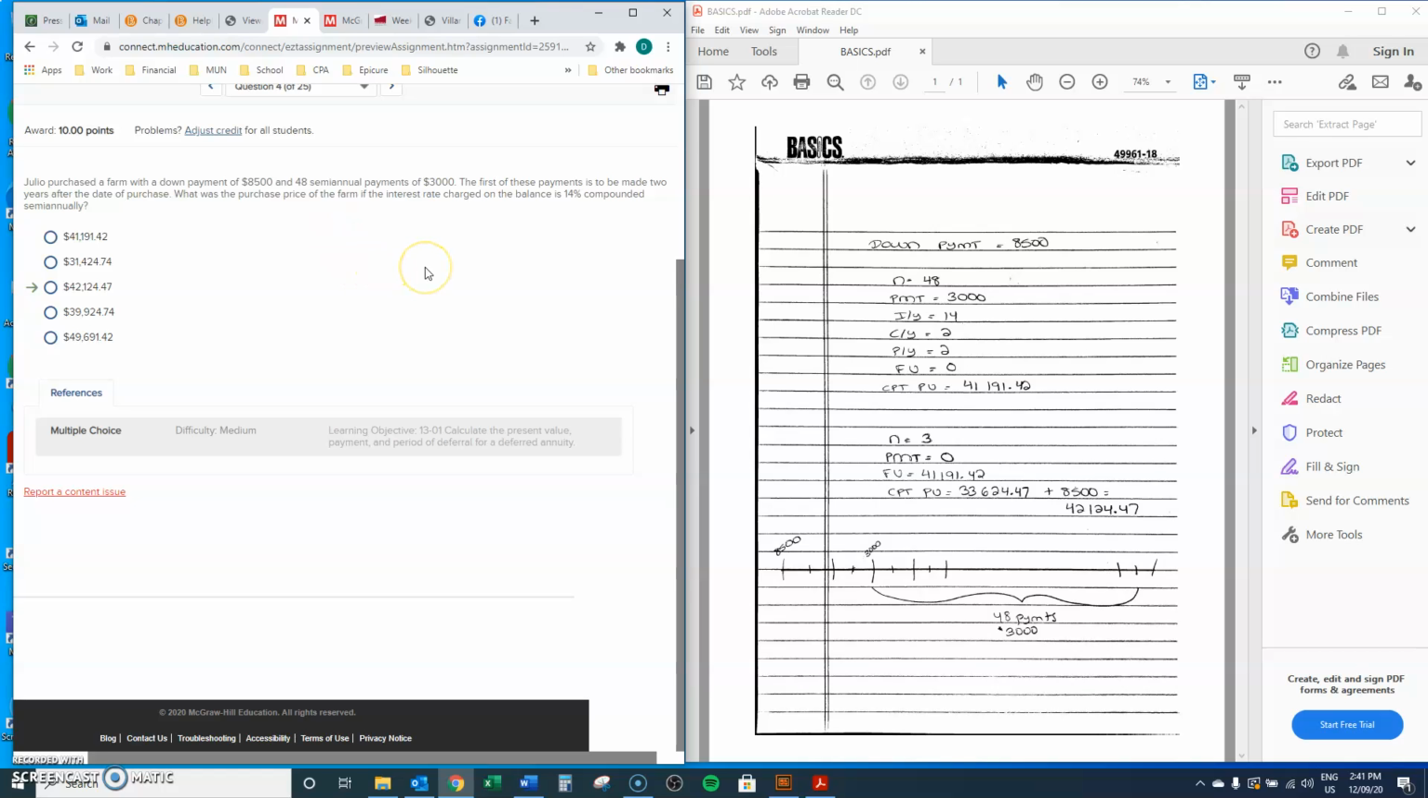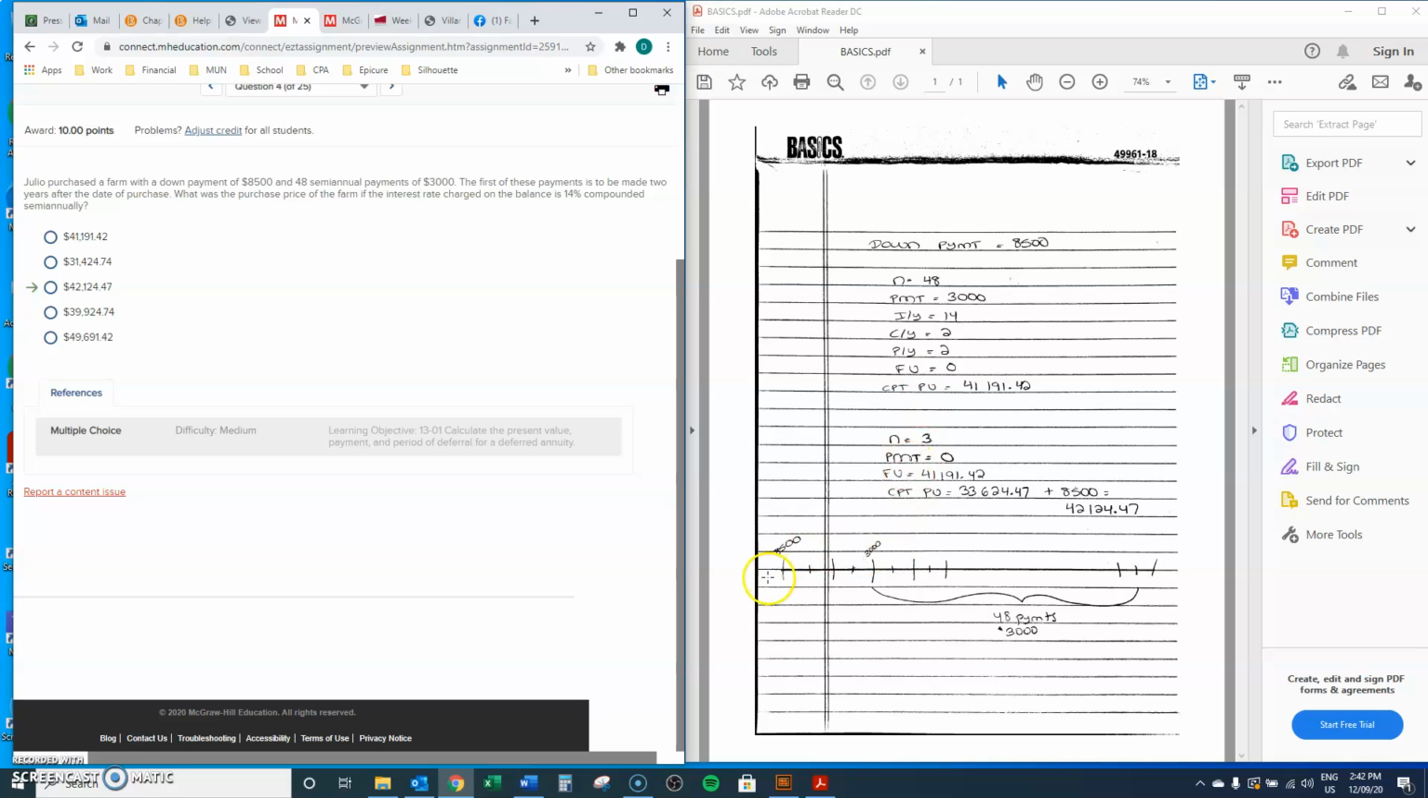Okay, so now we just go back and read through it again and jot down the information. Down payment, I just wrote down up here to remind myself, $8,500. 48 semi-annual payments, so N is equal to 48. They're semi-annual payments, so payments per year is 2. The payments are $3,000. The first of these payments is to be made 2 years after the date of purchase. We'll take a look at that in a second. What was the purchase price if the interest rate charged on the balance is 14%, so interest per year 14, compounded semi-annually, so compoundings per year is 2. So we have all this information here.